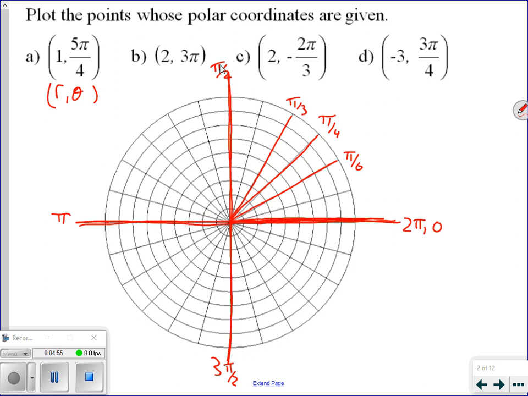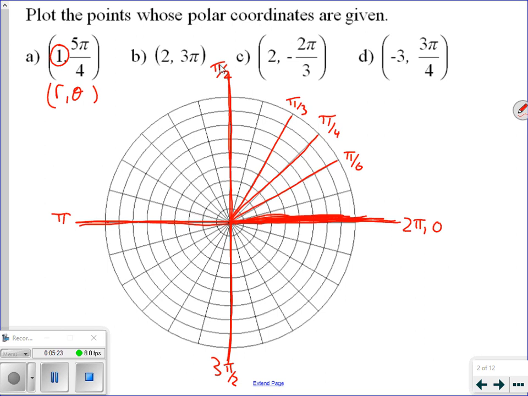Okay, so if I said 5 pi over 4, that means that we're going to travel from our initial side 5 pi over 4 radians all the way around, and we're going to have a radius length from the origin of 1. So let's start, I always like to start with the angle. So let's start with 5 pi over 4. Where is 5 pi over 4 from this initial spot right here?